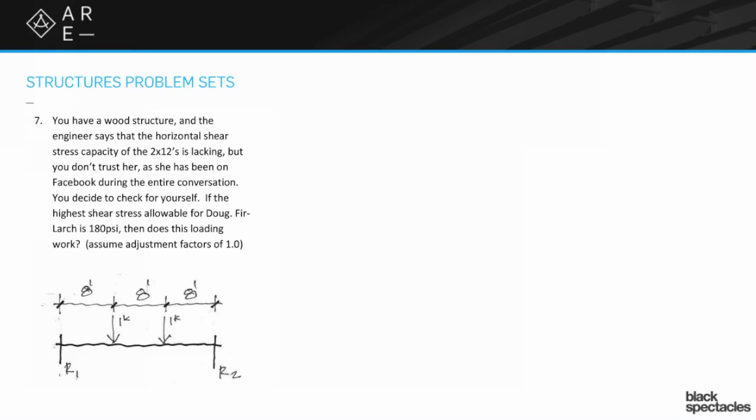You have a wood structure, and the engineer says that the horizontal shear stress capacity of the 2x12s is lacking, but you don't trust her. I wonder who we could be talking about. As she has been on Facebook. Not me. I have been on Facebook. As she's been on Facebook during the entire conversation. You decide to check for yourself. If the highest shear stress allowable for Douglas fir larch is 180 psi, then does this loading work?